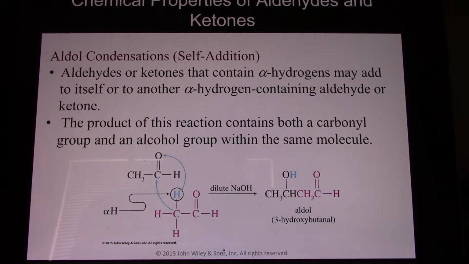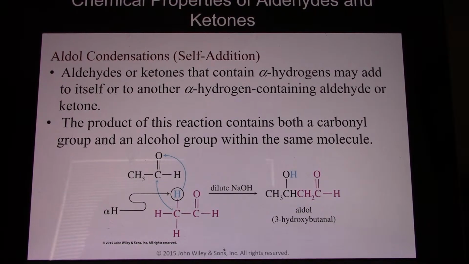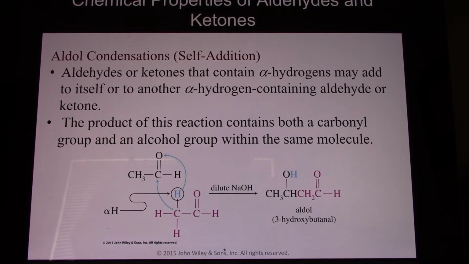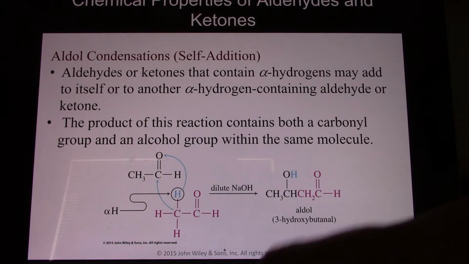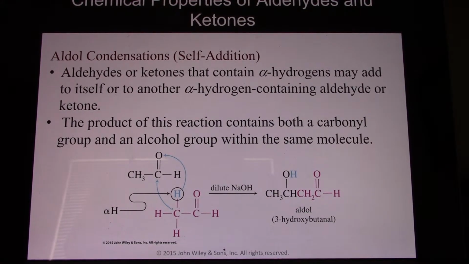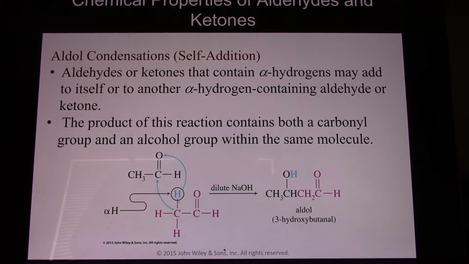Aldol condensations. This is a self-addition. Aldehydes or ketones that contain alpha hydrogens may add themselves to another alpha hydrogen containing aldehyde or ketone. These alpha hydrogens are more acidic than normal, and so they can be removed, and there's a lot more chemistry there because of that. So alpha protons are much more acidic than you would normally think. And because of that, they can be removed, and when you do that, you get the enol form.